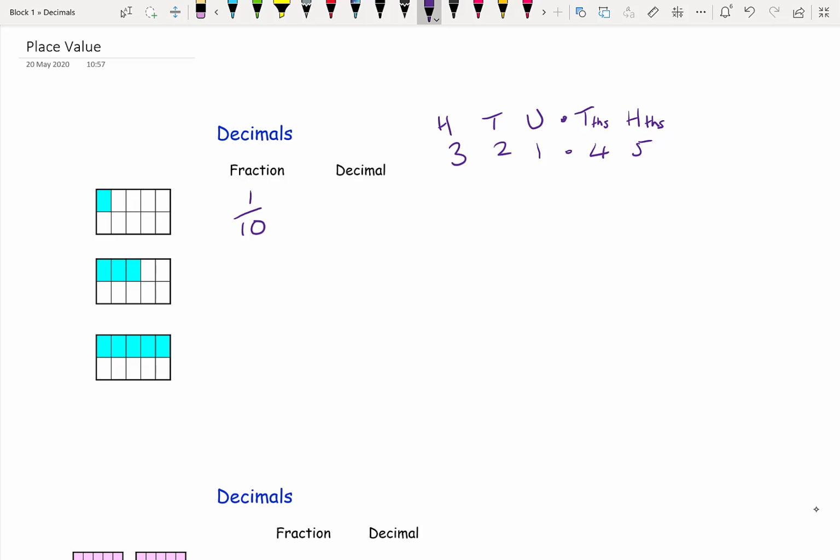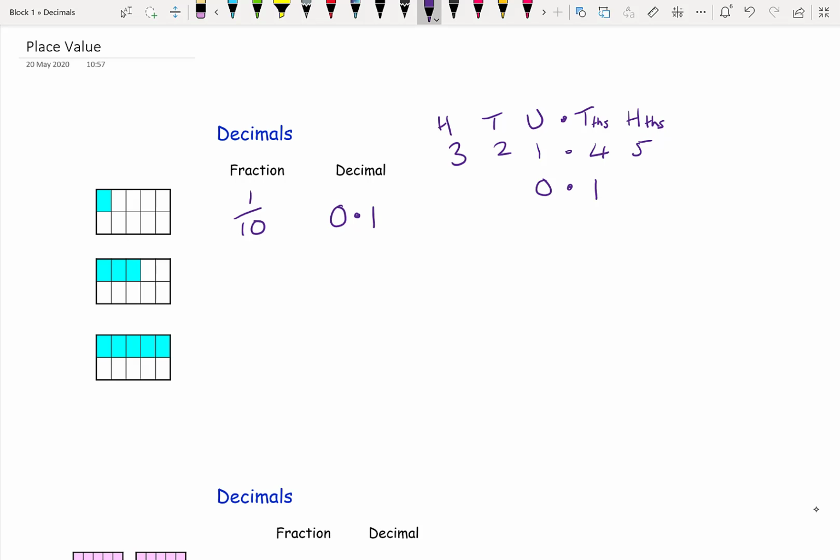How do we talk about that as a decimal? Well, if we think about what our column headings were, my first column after my decimal point was tenths. And so what I've got there is 1/10 as a fraction. Hopefully we are starting to see the link between these two things. So if I had 1/10, I've got 1 there, my decimal point, my 0. That's where this idea is coming from.